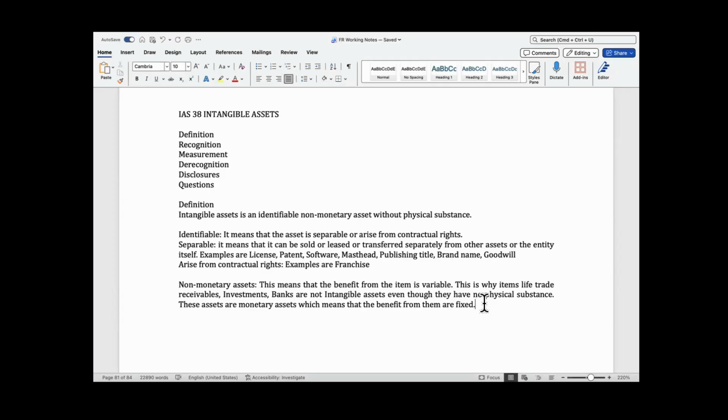So that is the definition and examples of intangible assets. There are many more examples. So let's go to the second item here. The second item is recognition of intangible assets. So let me write it for you.